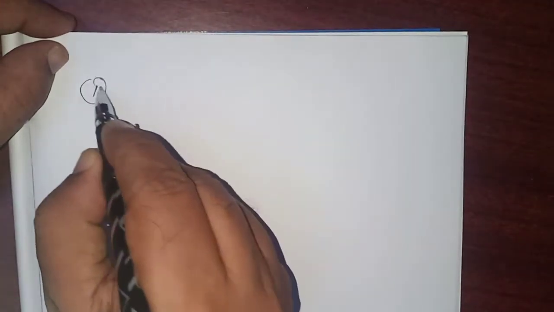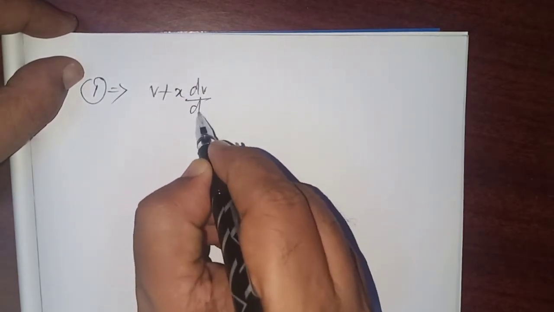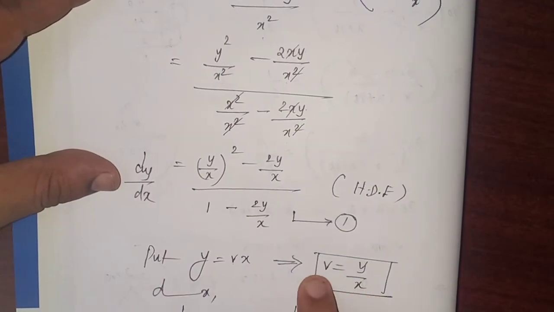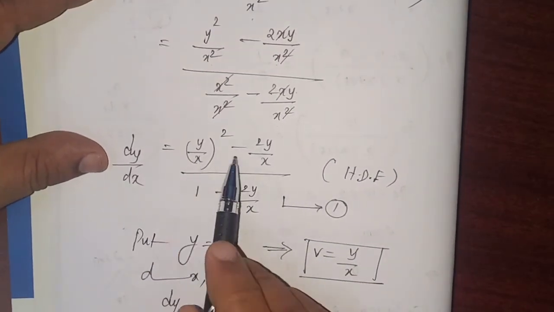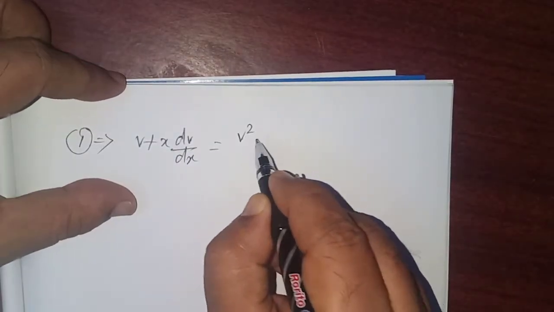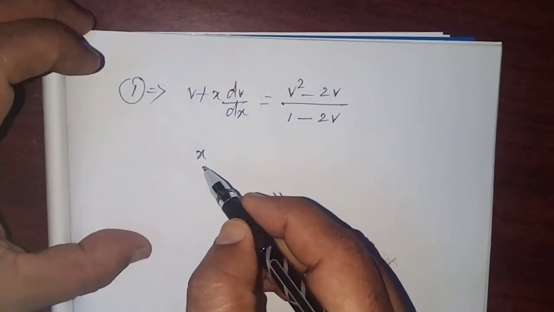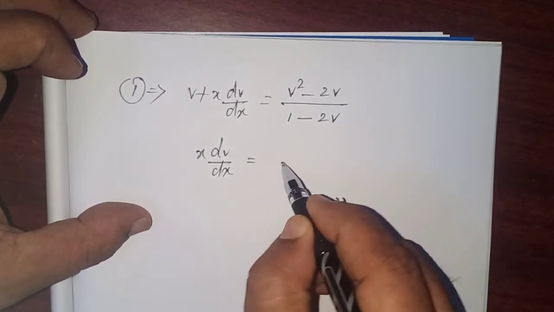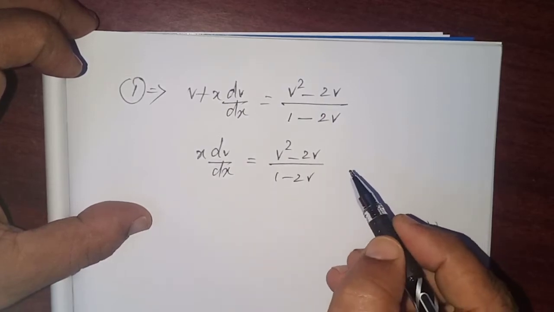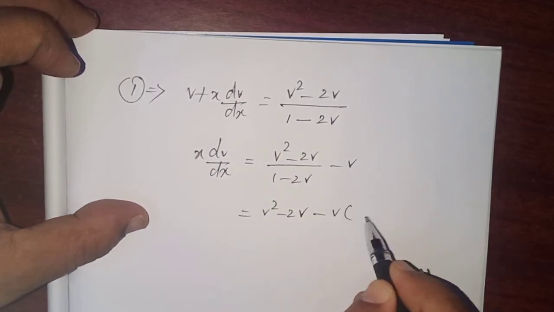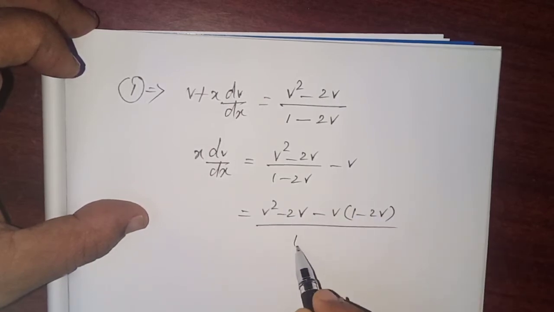Equation 1 implies v plus x into dv by dx is equal to, y by x can be replaced by v. Therefore, this is v square minus 2v divided by 1 minus 2v. Okay. Now, write x into dv by dx as it is equals v square minus 2v divided by 1 minus 2v. This plus v comes to the right hand side as minus v, equals v square minus 2v minus v into, if you cross multiply, 1 minus 2v, whole divided by 1 minus 2v.